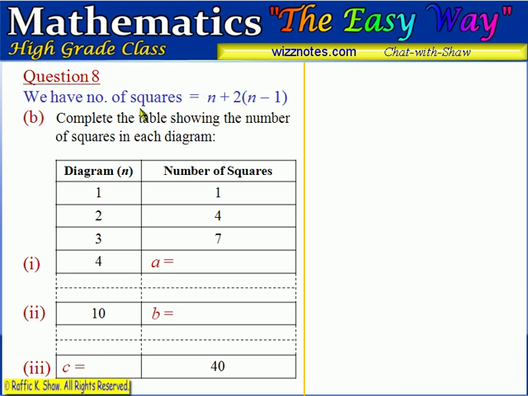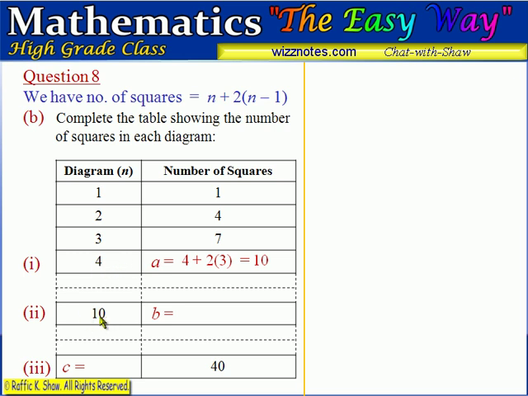What we have so far is our formula for calculating the number of squares, and we are given this table to complete. We have 1, 2, 3 figures, and now we want the number of squares in diagram 4. That is A. We are trying to calculate A. Using this formula, A would be equal to 4 plus 2 times 4 minus 1, which is 3. That would be the formula when the diagram number is 4, and that reduces to 10. So there will be 10 squares in diagram number 4.